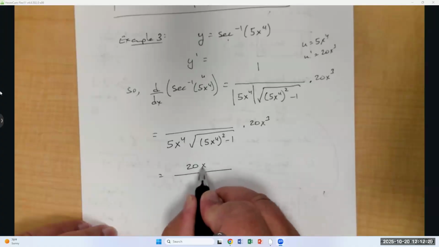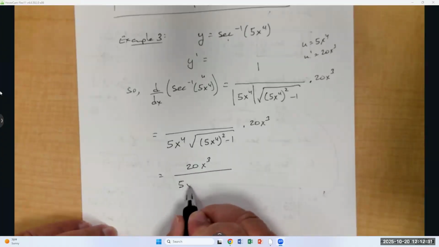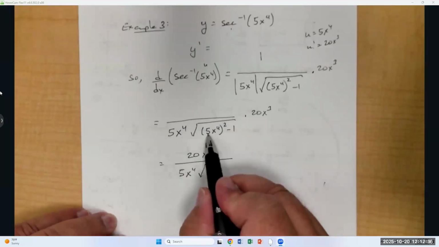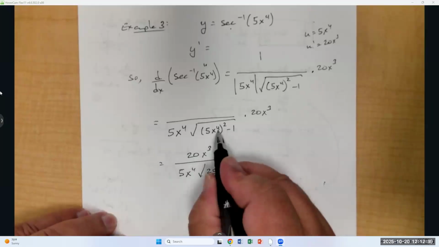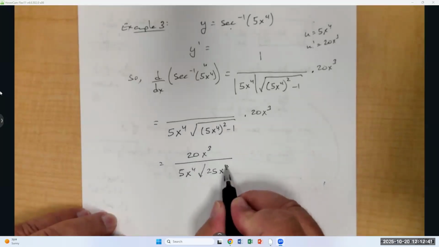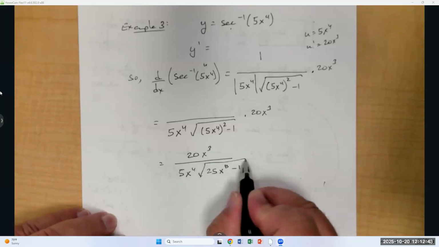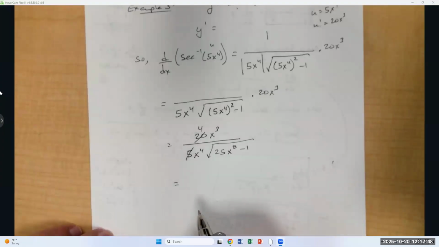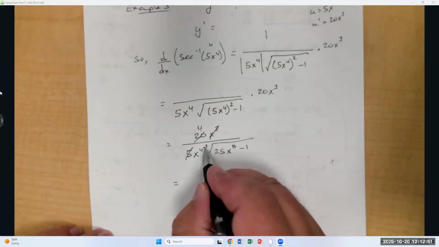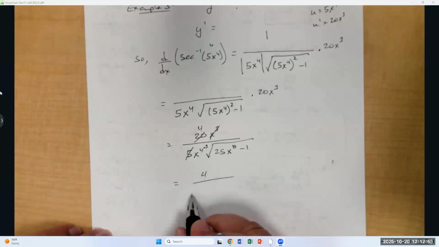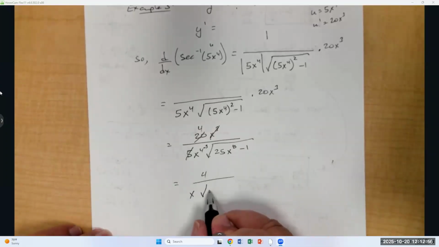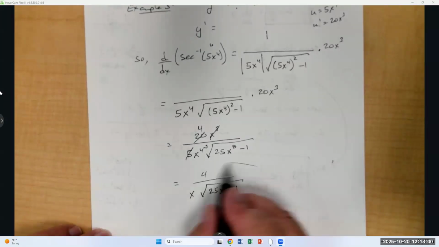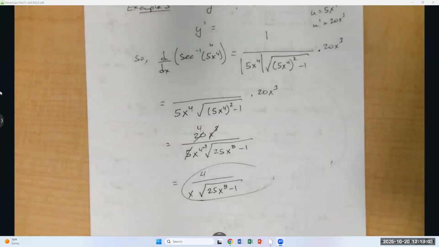So we have 20x cubed over 5x to the fourth. 5 squared is 25. Power to a power you multiply, so it's x to the eighth. 5 goes into 20 four times. Cancel 3 of the x's, so we have 4 over x times the square root of 25x to the eighth minus 1. That's the derivative.